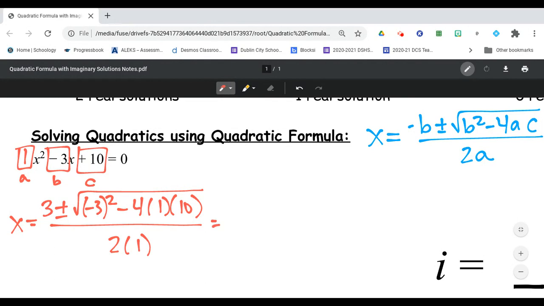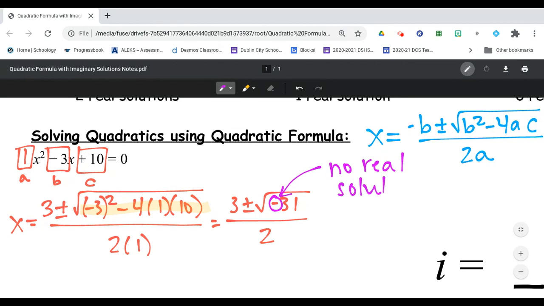Okay, so then I'm going to simplify under the radical first. So I'm going to figure out what this number is under the radical. So that would give me 9 minus 40, which is -31. Okay, 9 minus 40 would give me -31, over 2. Now back in Algebra 1, whenever you got a negative under the radical, you would say no real solution, and you would stop. What that means is that there are actually solutions, you just can't see them.